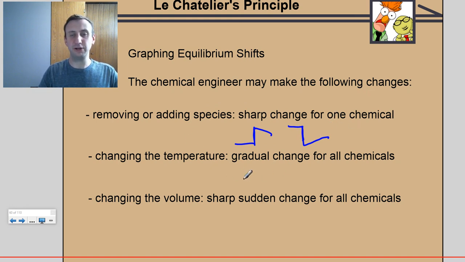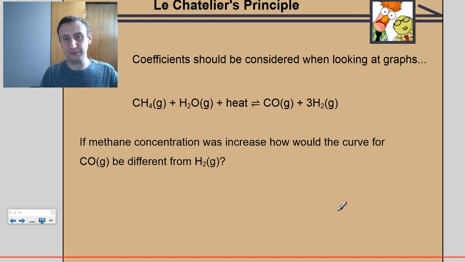If I change the temperature, you're going to see a gradual shift for all chemicals. And then if I change the volume, you're going to see a sudden change for all chemicals as I change the volume, because all the concentrations are going to change instantaneously at one time, because I am changing concentration if I change volume, and this is a sharp sudden change for all chemicals in the same direction. That is also kind of interesting, that everything will change in the same direction. So we're going to see some examples of this so you can actually tell what's happening.